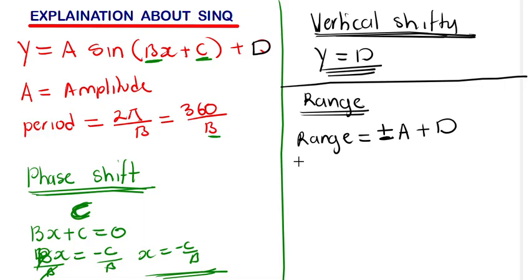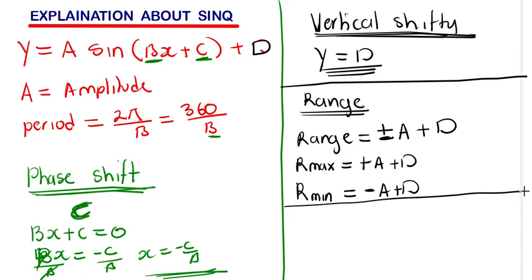Now we have the maximum range. I'll say range max is equal to positive a plus d. Then we also have what we call the minimum range, which is equal to negative a plus d. So that is how you calculate it.